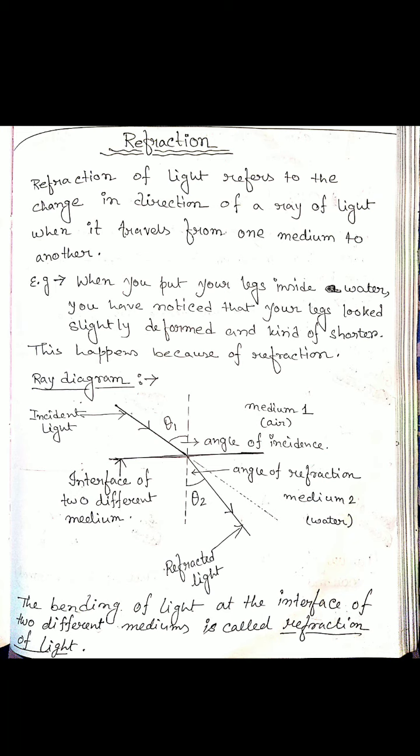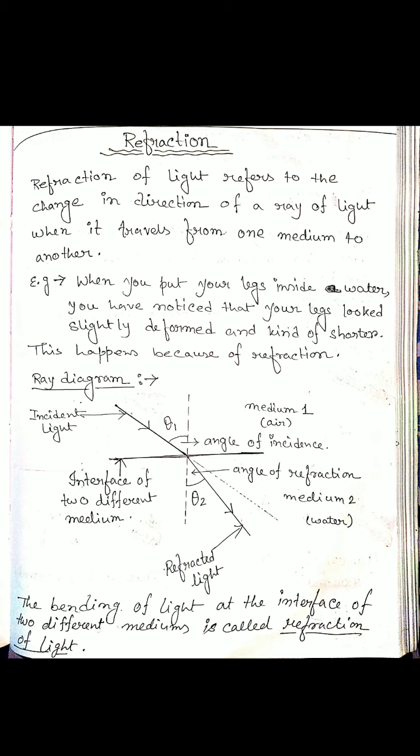So interface, in simple words you can remember, is a boundary. In your locality you see that two houses are separated by a boundary wall. If you compare with this, the two houses are the two mediums here, and the boundary wall is the interface of two different mediums which separates these two mediums. In physics language it is called the interface of two different mediums.